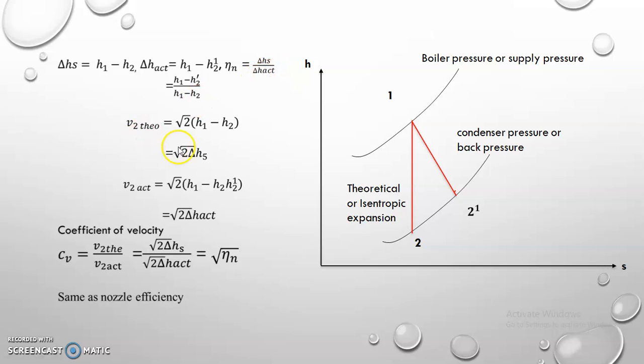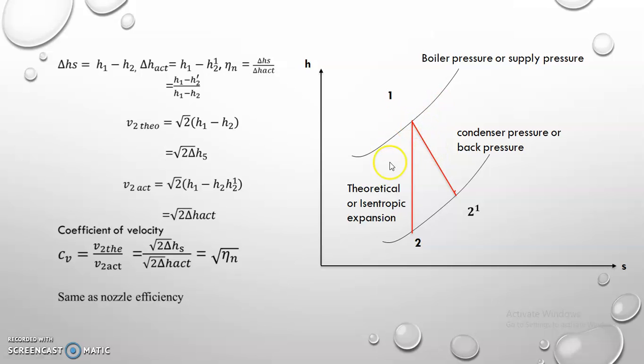We get the theoretical exit velocity from the exit condition of the nozzle as the square root of 2 into H1 minus H2. From actual conditions, it is the square root of 2 into H1 minus H2 dash. Finally, we get the square root of 2 del H actual. We should find the coefficient of velocity, which is equal to V2 actual by V2 theoretical, and this is the same as the nozzle efficiency.